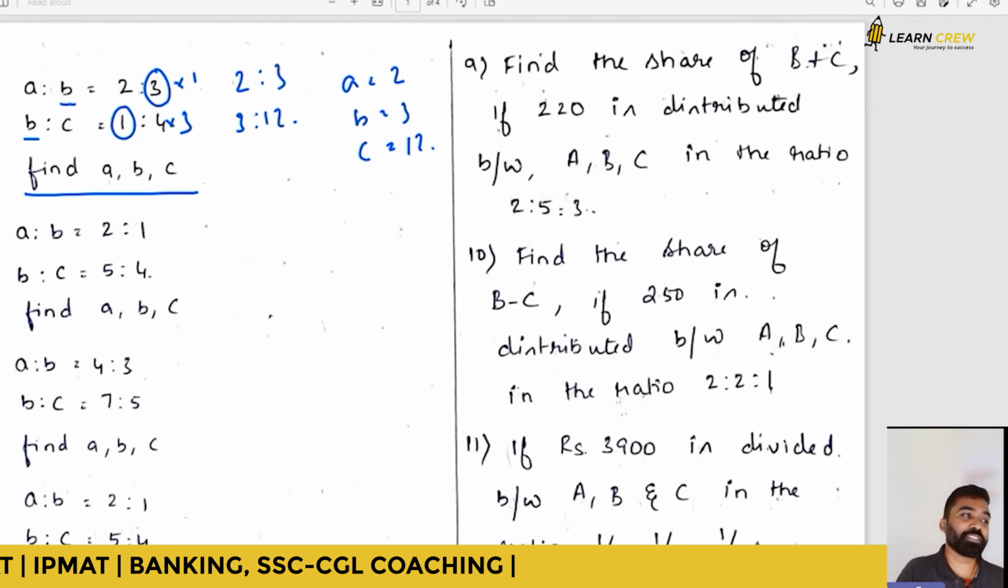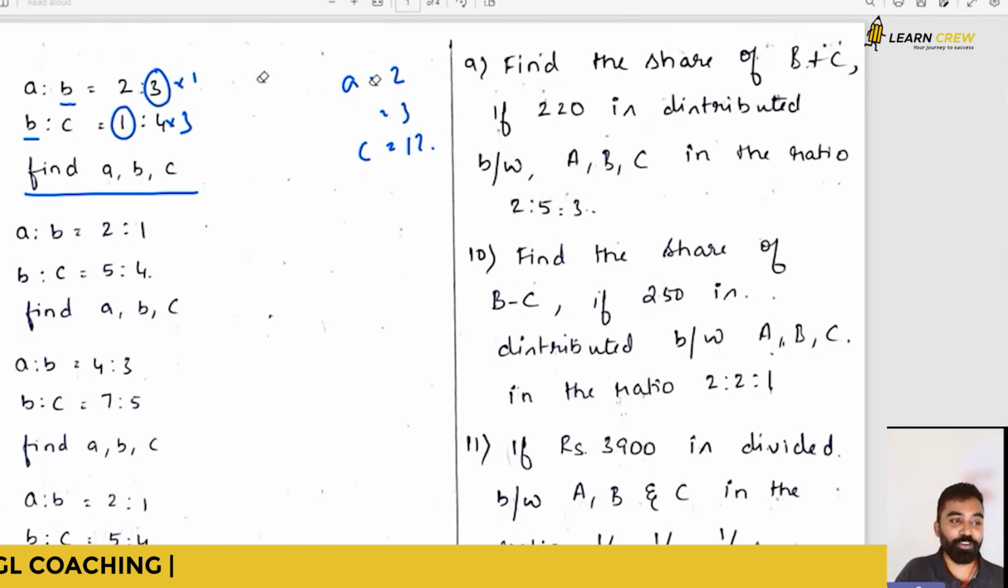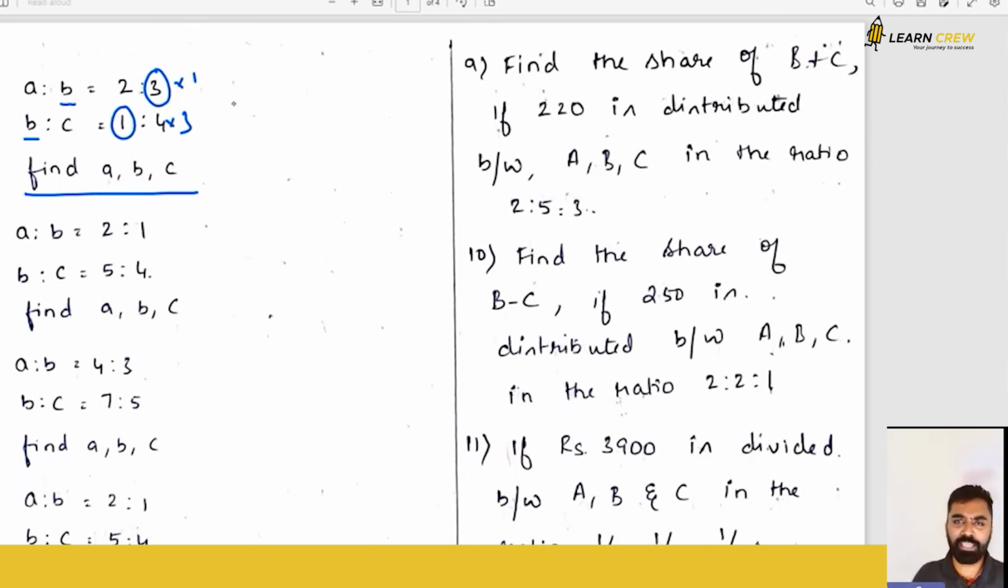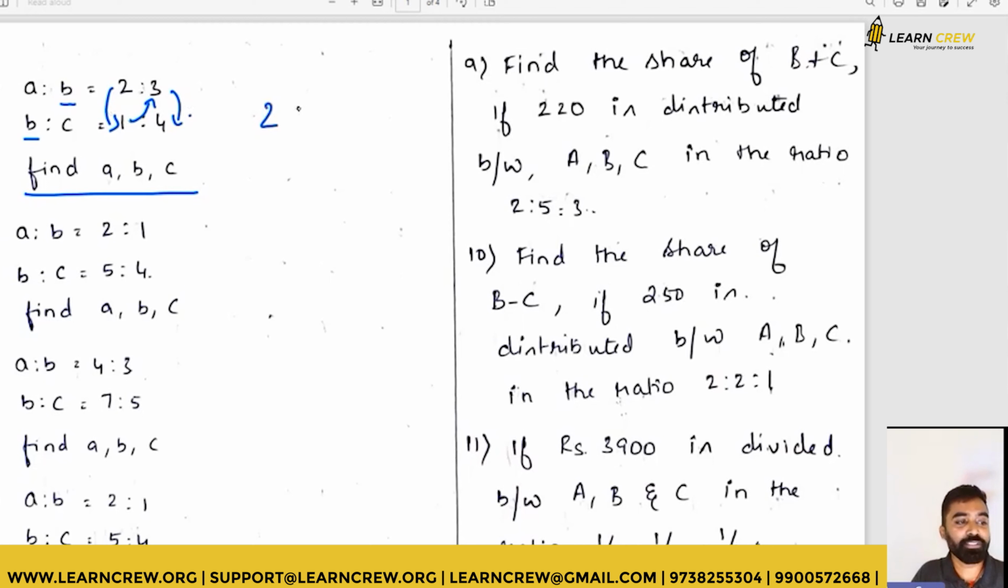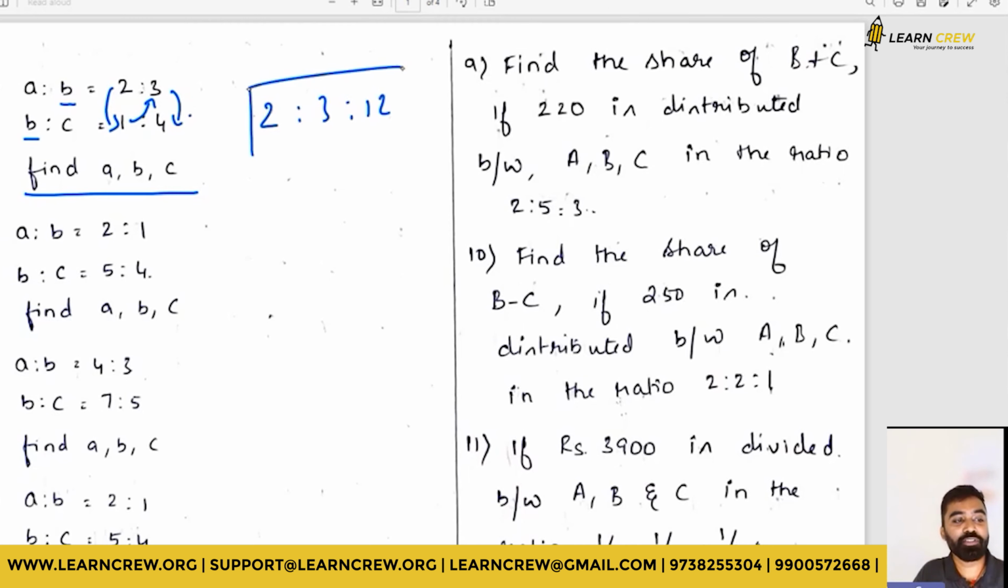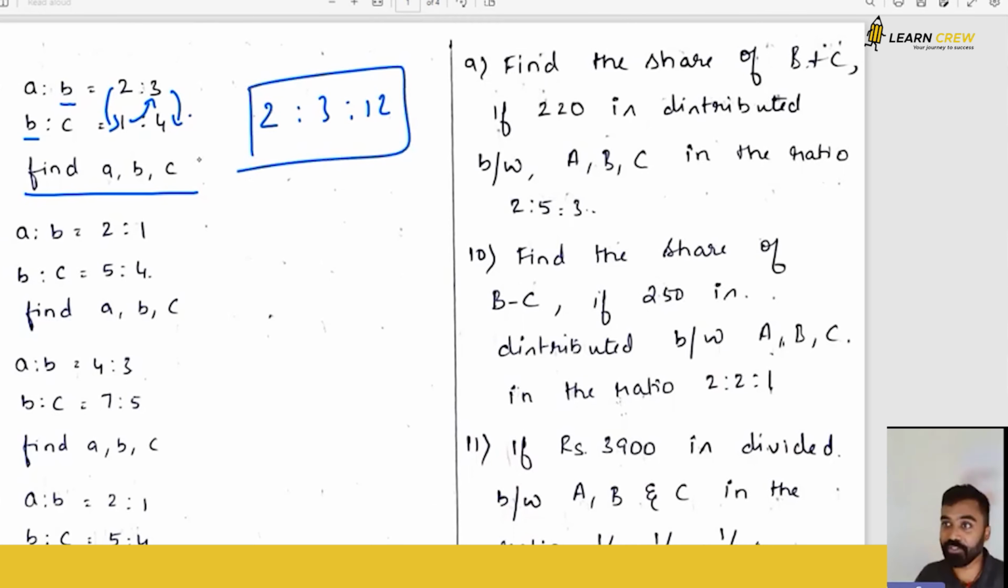Now, we do not want the conventional method. Going forward, easier and simpler methods are required. So how do I do it? For A, B, and C, there are two different tricks which I'll teach you. Whichever is easier for you, you can follow. First one: 2 into 1 is 2, 1 into 3 is 3, 3 into 4 is 12. This becomes your A is to B is to C. This is the first trick.